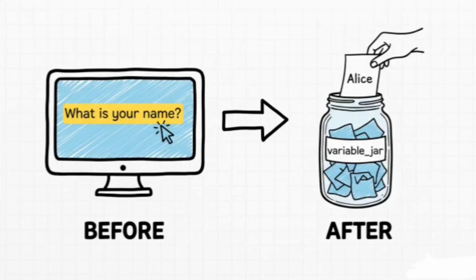And what if the computer needs an ingredient from us during the recipe? That's where input comes in. This command basically pauses the whole operation and asks the user for a piece of information, which we can then grab and store in one of our variable jars.